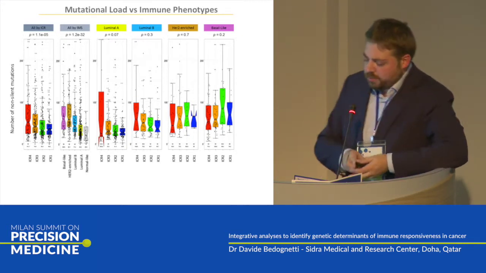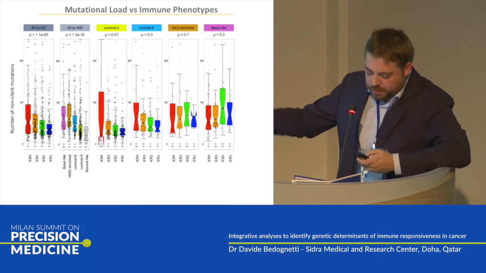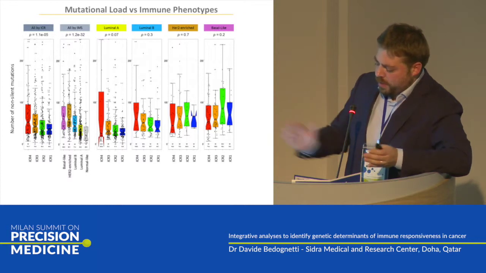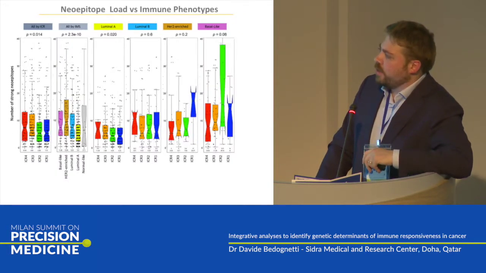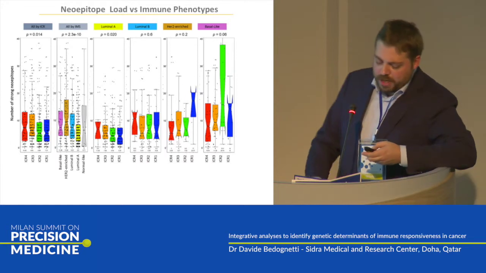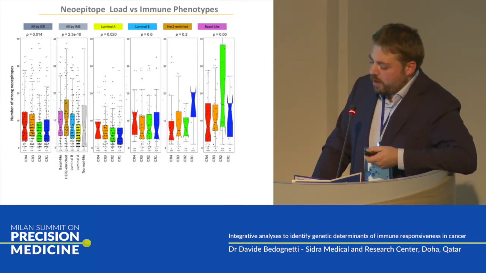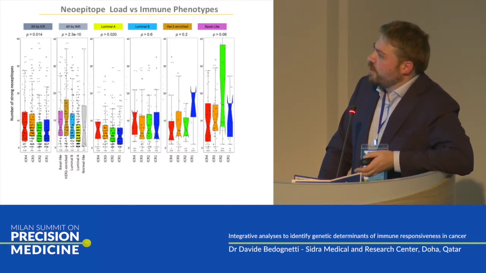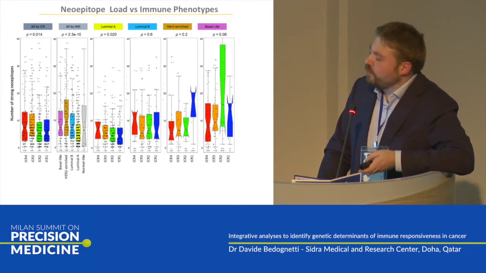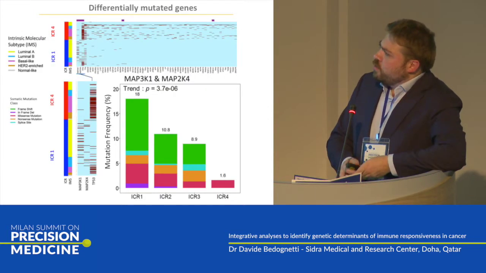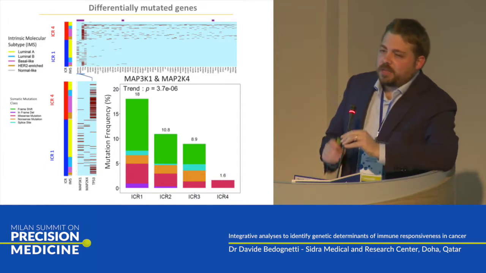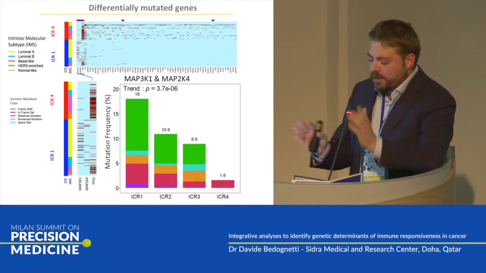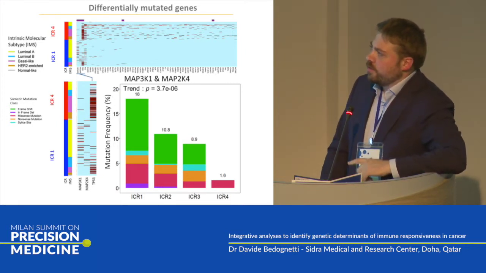So what does it mean? This immunophenotype, based on the association analysis, is influenced by both the mutational load and the intrinsic characteristics of the tumor. You can also predict the number of neoepitopes, and the results are very similar to the ones observed for the mutational load. So then we asked if we can identify specific mutations that are associated with this differential immune response.